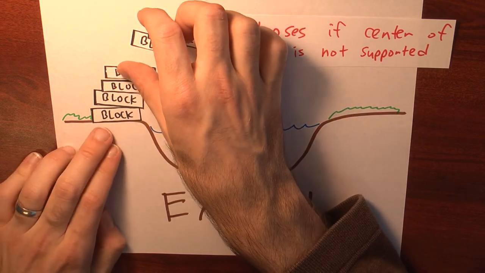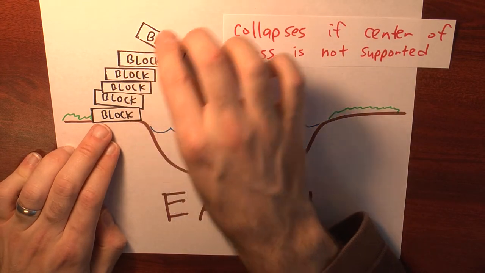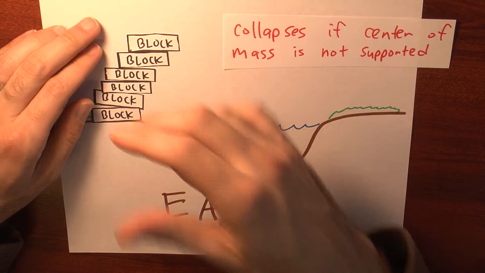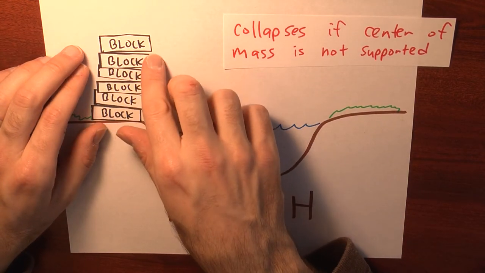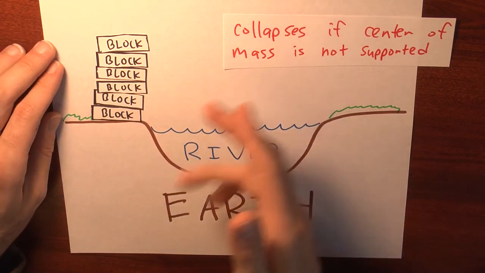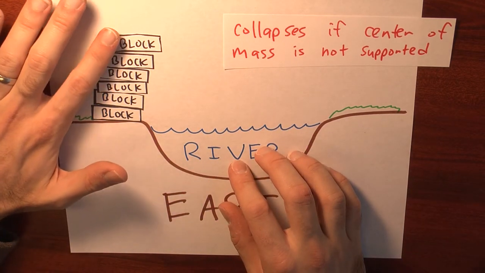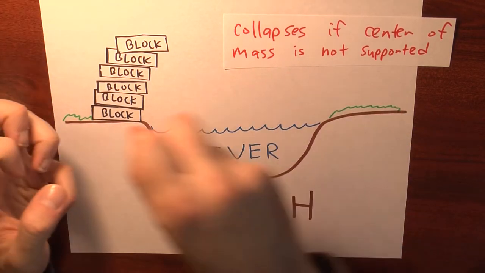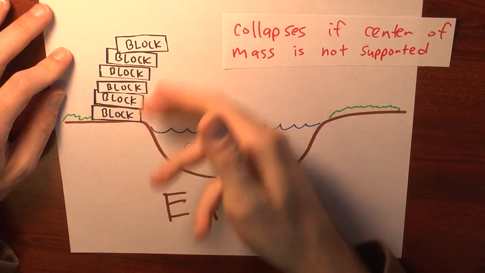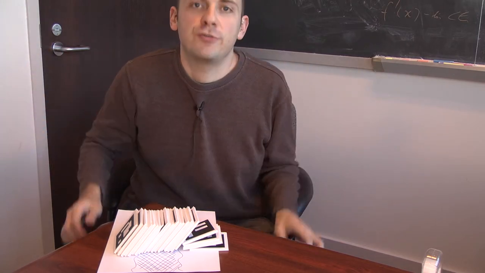I want to build a really tall tower of blocks with a really long overhang, and yet I want it to be stable. Of course, the easiest way to make it stable is just to make my block tower perfectly vertical, but then I don't have any overhang at all. So these two forces are really working against each other. My desire to have a really long overhang is really playing against my desire to have my block tower not collapse.